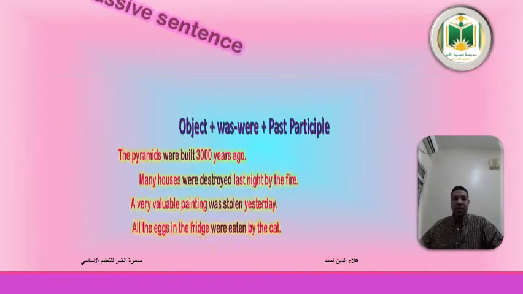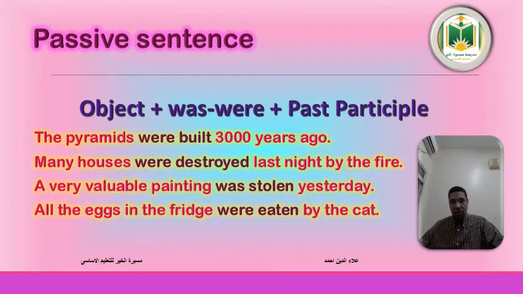To change a sentence from an active voice into a passive voice in the past simple tense, we begin with the object. Then we use the verb to be in the past, which is was or were, and then we use the past participle of the verb. Again, we begin with the object, then we use was or were, followed by the past participle of the verb.